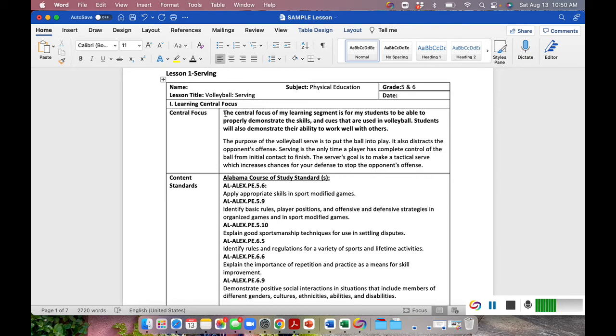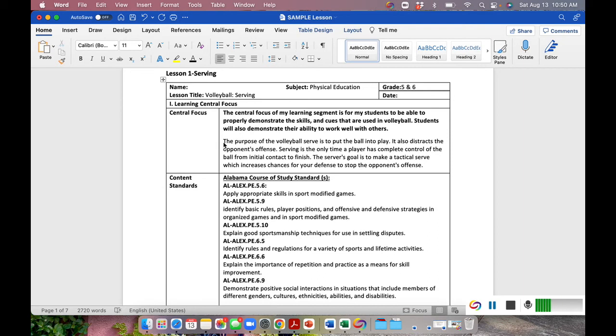So I will read aloud what this sample lesson has to say. The central focus of my learning segment is for students to be able to properly demonstrate the skills, the cues that are used in the game of volleyball. Students will also demonstrate their ability to work well with others, which if you coach or teach already, you know that this is critical to success. So here's where we get into the why.